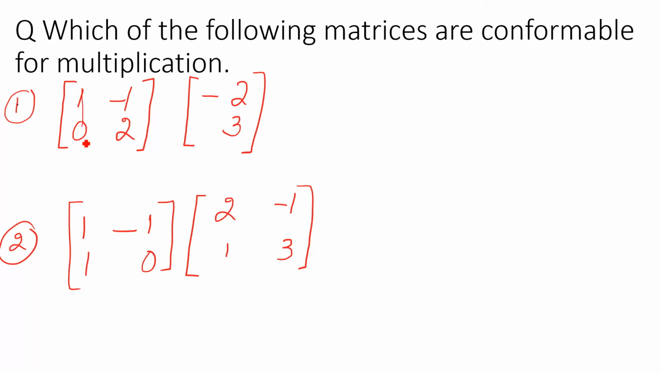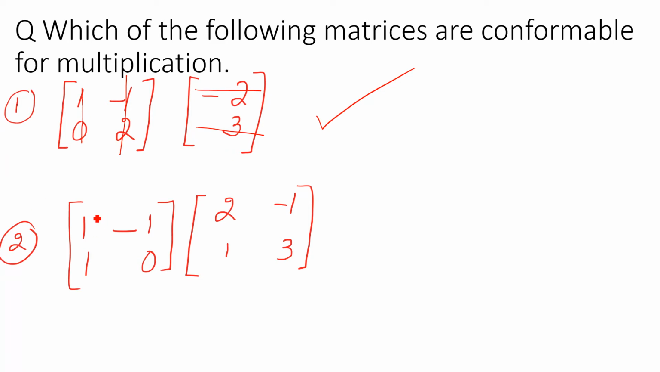The number of columns of the first matrix. So this matrix has two columns and this matrix has two rows. The number of columns of the first matrix should be equal to the number of rows of the second one. This is conformable, both 2 and 2.